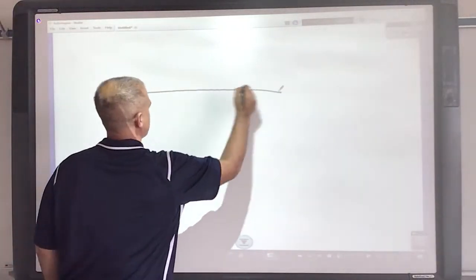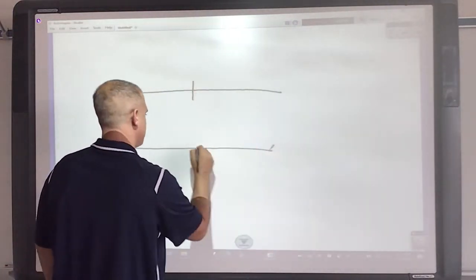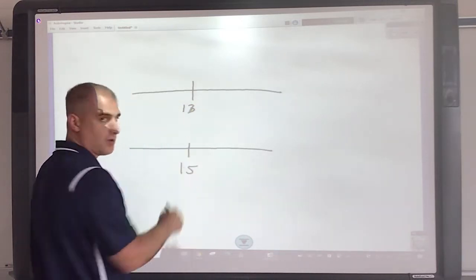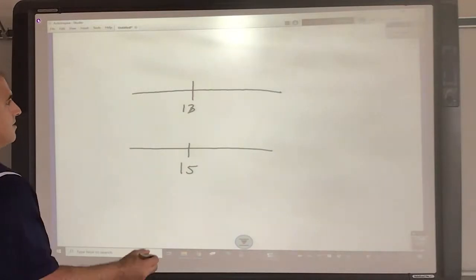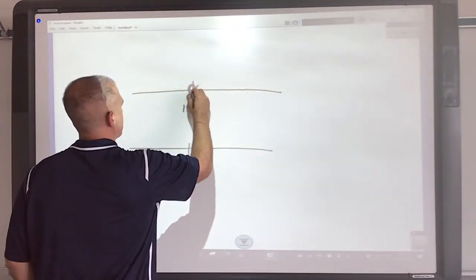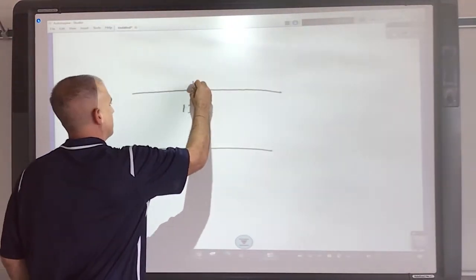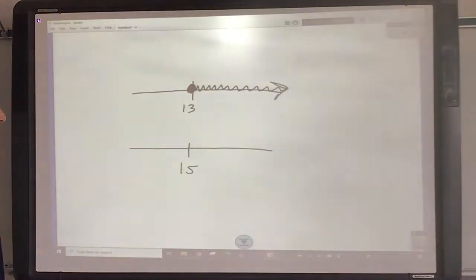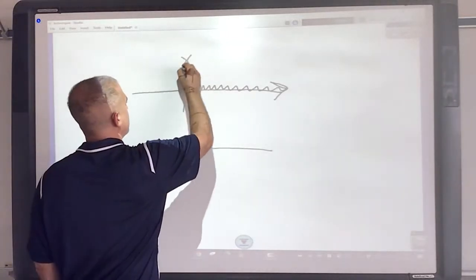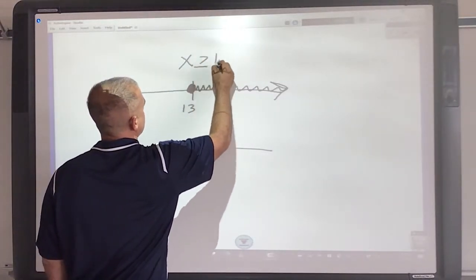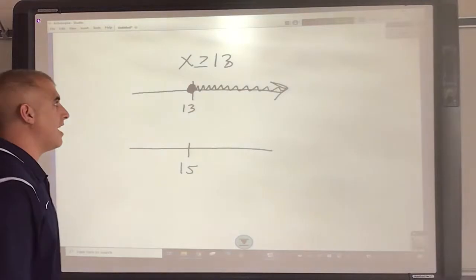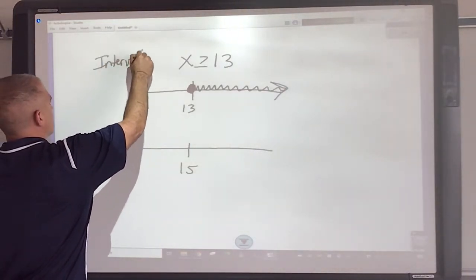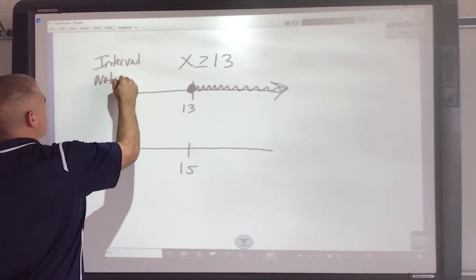Let's start out with a couple of simple concepts. Okay, if I had a number line, let's just make these 15 and 13. You've seen this in Algebra 1, where you saw a filled-in circle and you saw this shading like this. And what you would do in Algebra 1 is you would say, okay, that's going to be x is greater than or equal to 13. Now, what we want to talk about is the concept of interval notation.